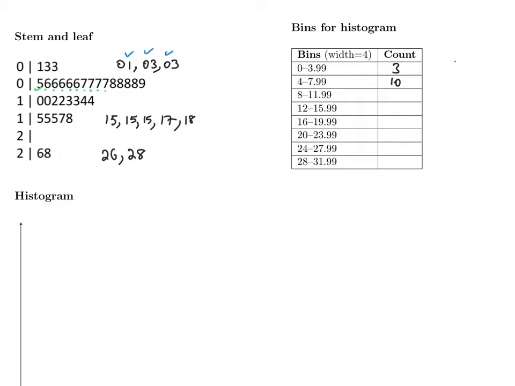The number that are at least 8, but not as many as 12: 1, 2, 3, 4, 5, 6, 7. So there are 7 in the third bin. In the fourth bin, I want numbers that are at least 12, but not as much as 16. So 1, 2, 3, 4, 5, 6, 7, 8, 9. There are 9 values that are at least 12, but not as much as 16. The next bin would be numbers between 16 and 20.